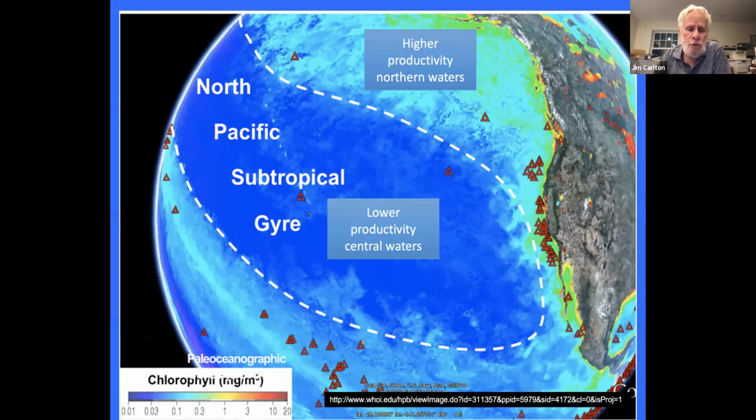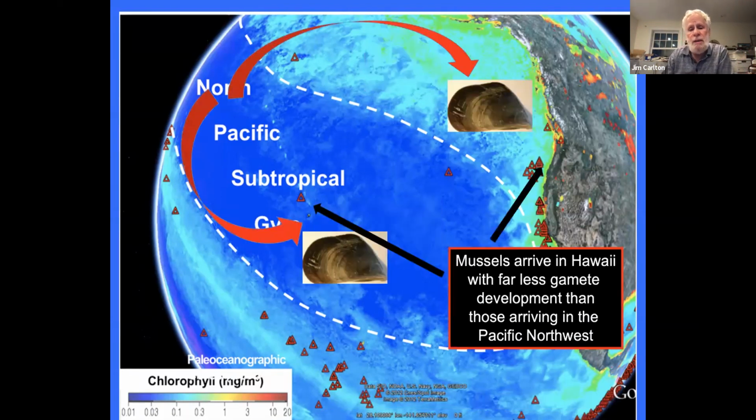And another clue was how some of these species were when they arrived. If you transit through the Pacific Ocean, you might pass through high productivity waters in the high latitudes. The Central Pacific can usually be much lower productivity. And what we found was that the Mytilus galloprovincialis mussels that were landing in Hawaii had far less gametic development than those arriving in the Pacific Northwest.